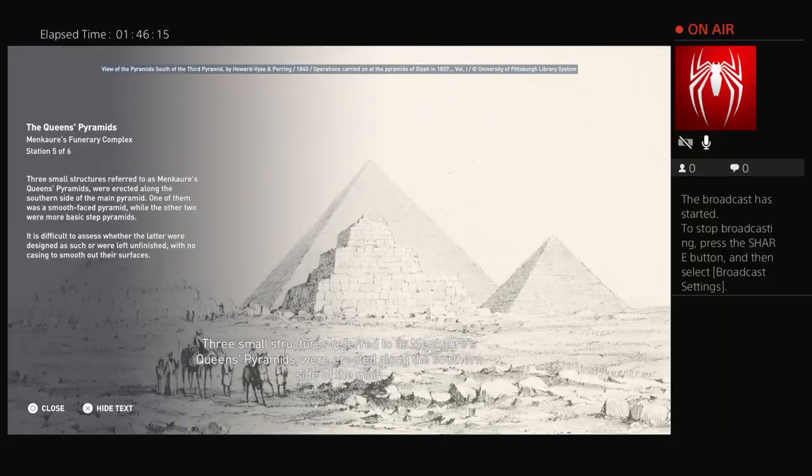Three small structures, referred to as Menkaura's Queen's Pyramids, were erected along the southern side of the main pyramid. One of them was a smooth-faced pyramid, while the other two were more basic step pyramids. It is difficult to assess whether the latter were designed as such or were left unfinished with no casing to smooth out their surfaces.